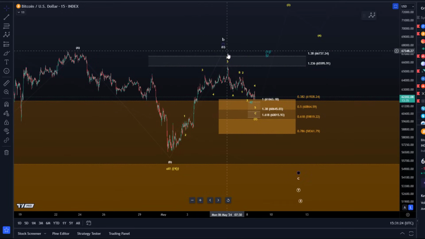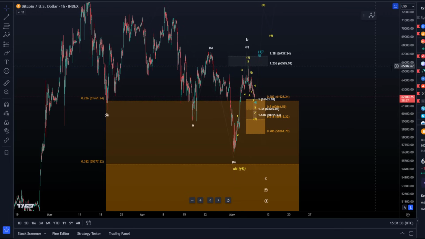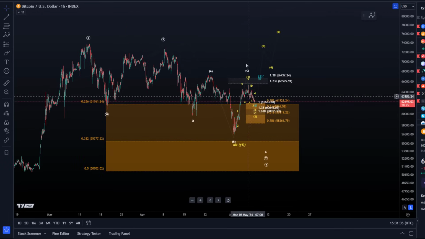And this is the scenario in which we have a B wave top here, and we come down in wave C for one more low, but still within an overall bullish scenario. So it would just mean that we get one more low on the larger time frame, and then ideally the market will attempt a reversal from there again.